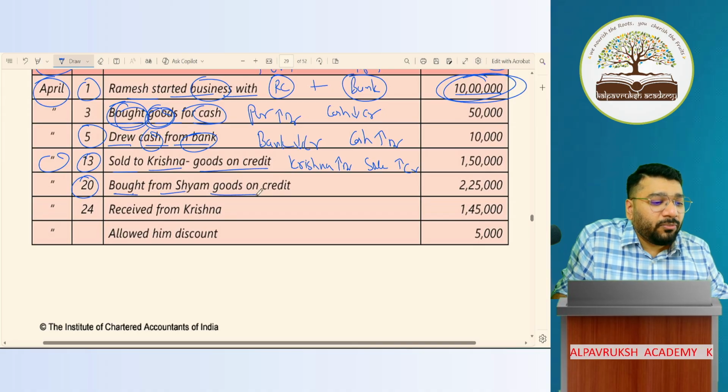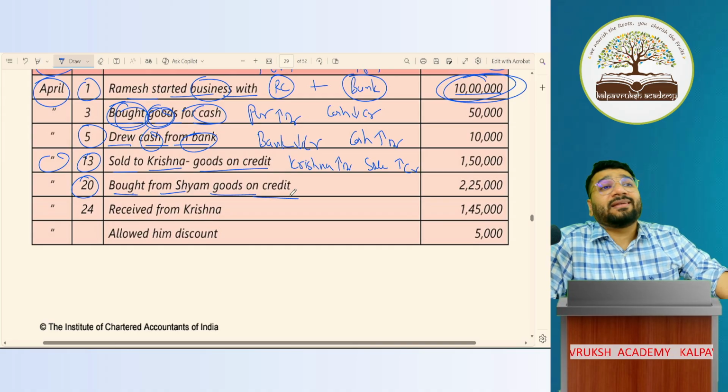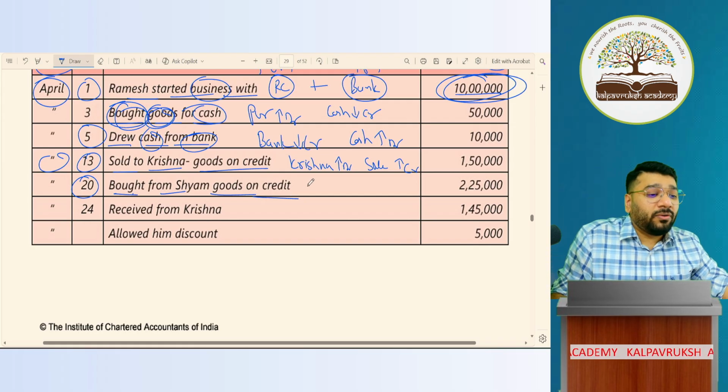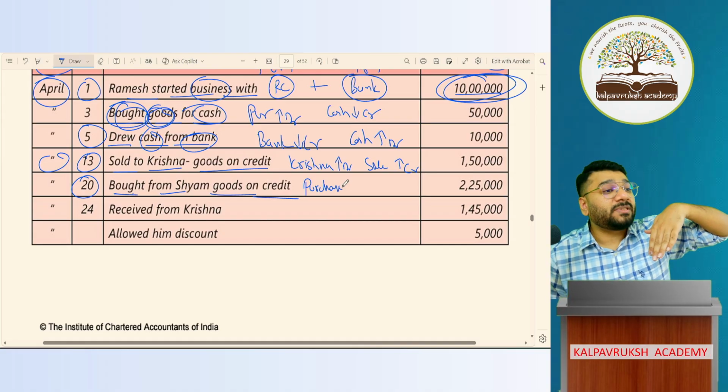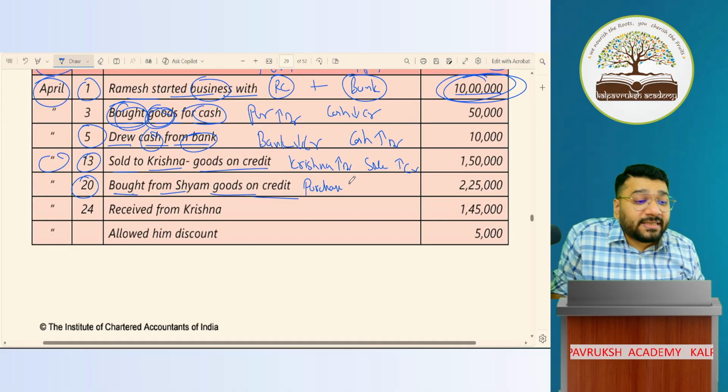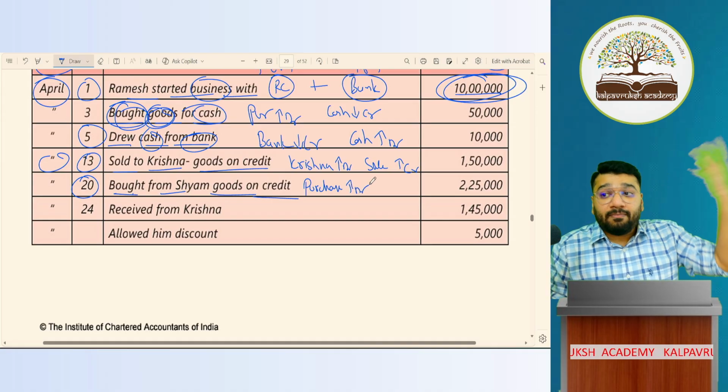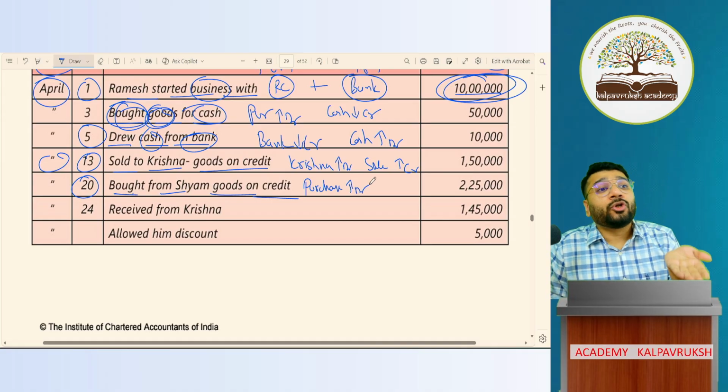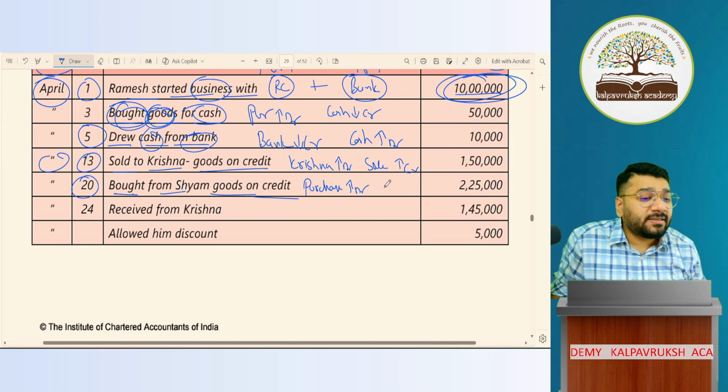20, bought from Sham goods on credit. It's a credit purchase transaction. How many accounts affected? 2 accounts. One is purchase account. Purchase will help me to record my expenses. Expenses is debit balance. To increase expense, debit. If I keep on buying more and more goods, my expenses will increase. To increase expense, debit.